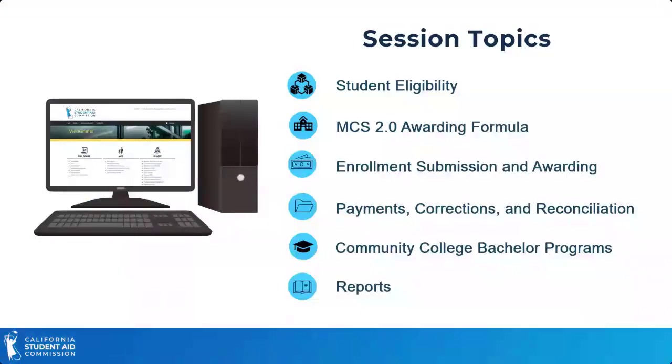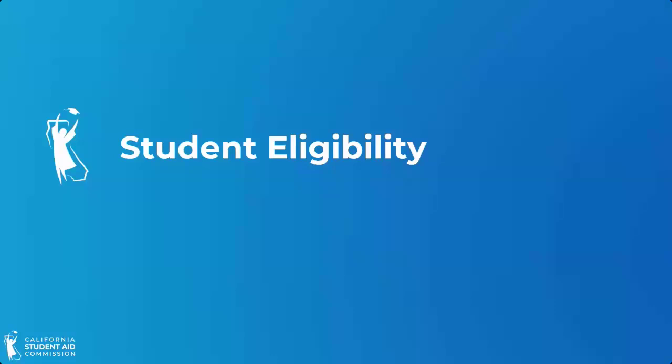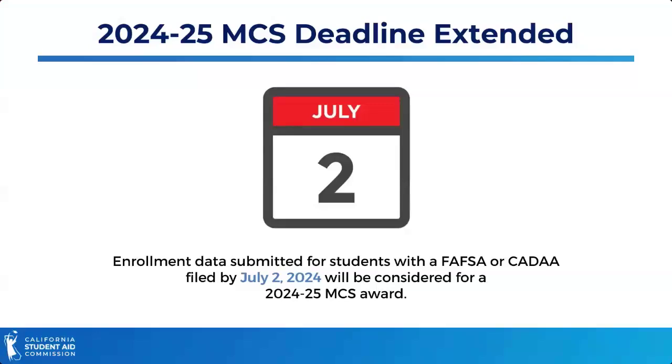With middle class scholarship, in this session today, what we will be covering is student eligibility, MCS 2.0 awarding formula, enrollment submission and awarding, payment corrections and reconciliation, community college bachelor programs, and reports. So let's talk about first up, student eligibility.